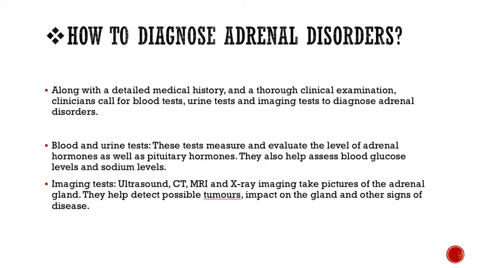How to diagnose adrenal disorders? Along with a detailed medical history and a thorough clinical examination, clinicians call for blood tests, urine tests, and imaging tests to diagnose adrenal disorders. Blood and urine tests measure and evaluate the level of adrenal hormones as well as pituitary hormones. They also help assess blood glucose levels and sodium levels. For imaging tests, we use ultrasound, CT, MRI, and X-ray imaging to take pictures of the adrenal gland. They help detect possible tumors, impact on the gland, and other signs of disease.